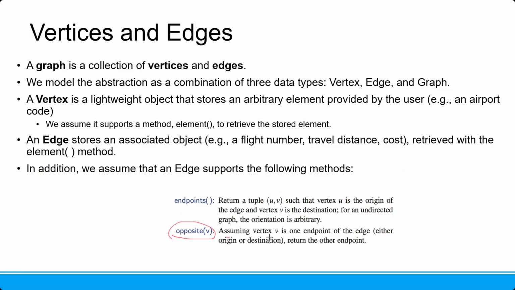Opposite. Opposite means we want to know what is the endpoint from a vertex V. So if I have vertex V, I want to know what is the endpoint from the vertex V. If there is another vertex U, then this is the result. If there is another vertex W, then this is the result. So it returns the other endpoint.